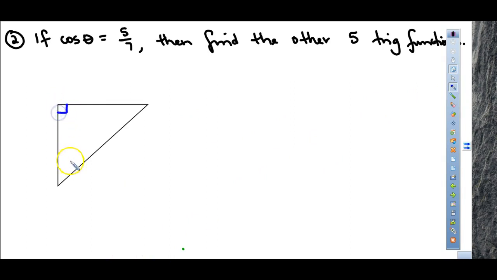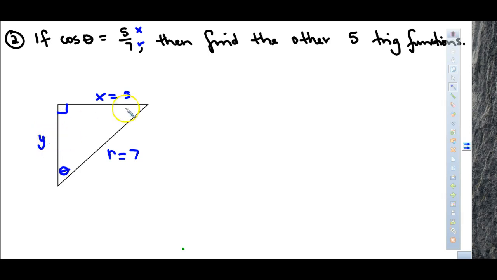This is my right triangle. I'm going to call this theta. And I am given that cosine theta is 5 over 7. So I'm going to, of course, call this r. And you can call these two sides x and y. I like for my vertical segment to be y because that's like my vertical axis, and my horizontal segment to be x because that is my horizontal axis. And according to this, cosine theta is 5 over 7. Well, I know my formula for cosine theta is x over r. So what that tells me is that this side must be 5 and that this side must be 7.